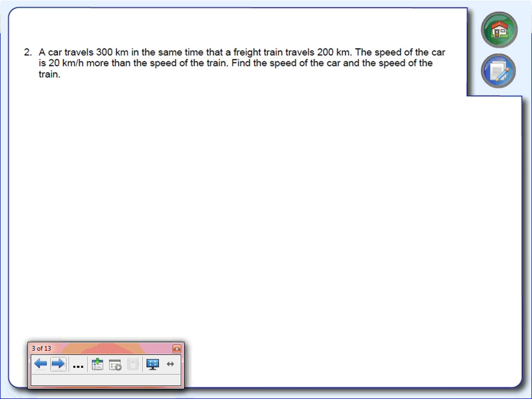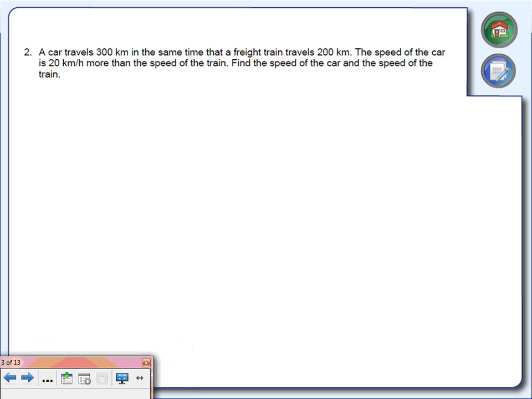Let's take a look at another one here. Number 2 says that we have a car traveling 300 kilometers in the same time that it takes a freight train to travel 200 kilometers. The speed of the car is 20 kilometers per hour more than the speed of the train. They're asking us to find the speed of the car and to find the speed of the train. So we're looking for 2 things this time. We're looking for the speed of the car, and we're also looking for the speed of the train.